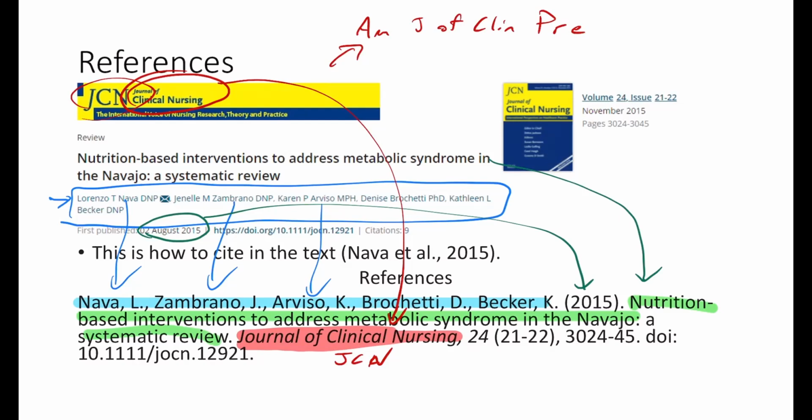Now, this next part can be a little bit tricky, and I think we're moving away from it because we're doing more of the digital articles and things like that. But that's going to be the volume, the page number, all of that information here. So the way that you want to do that, to do it properly, you write the volume.